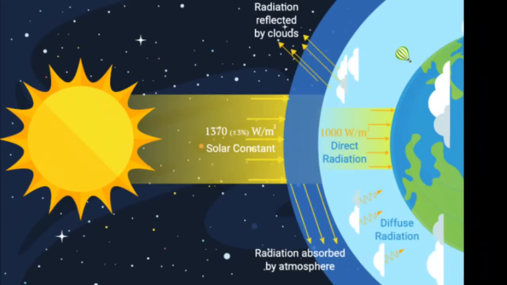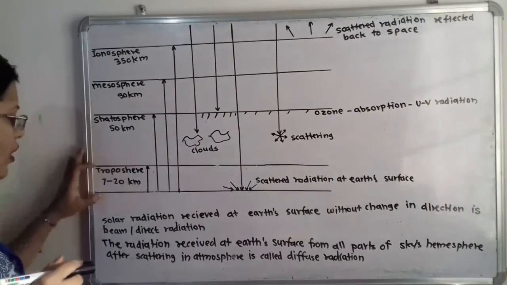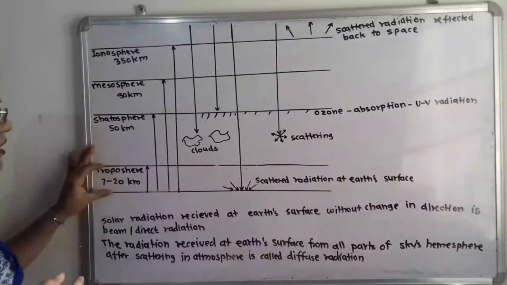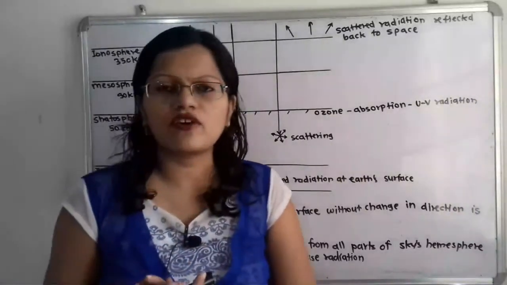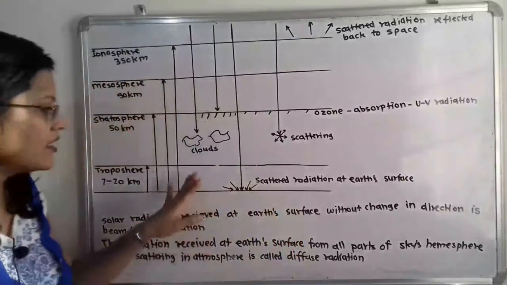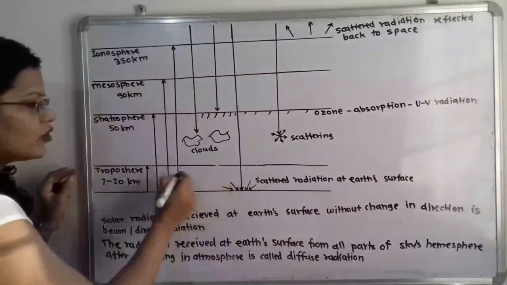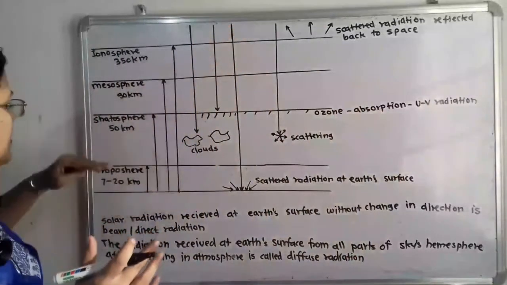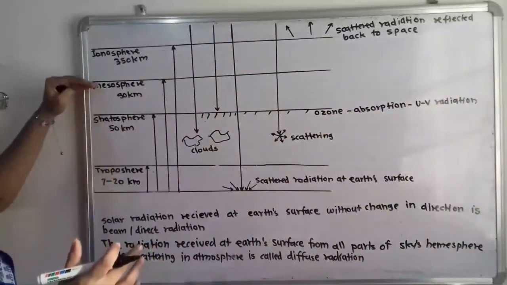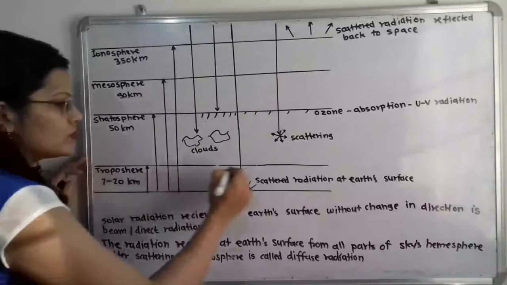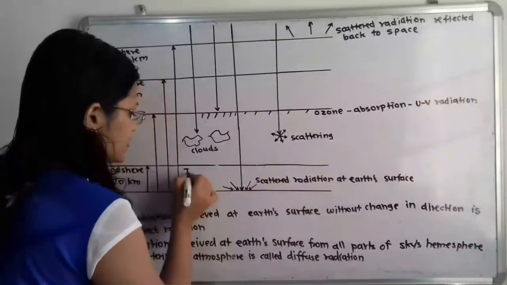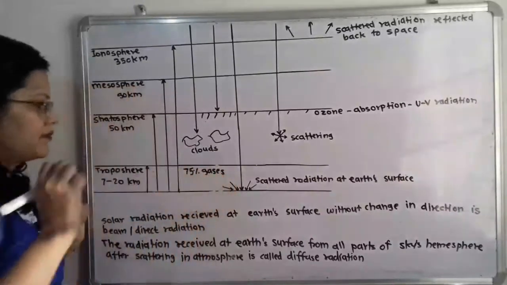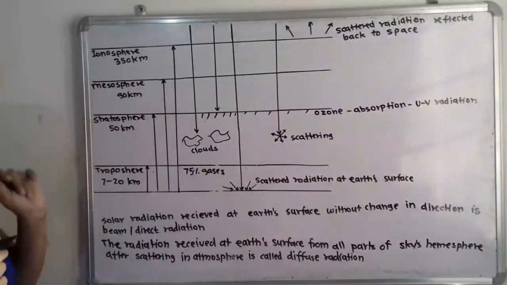If we move to the troposphere, its height is 7 to 20 km. 75% of the gases are contained in this troposphere layer, out of all the gases in the atmospheric layers, that is the troposphere, stratosphere, mesosphere and ionosphere. Now we will move to the stratosphere.